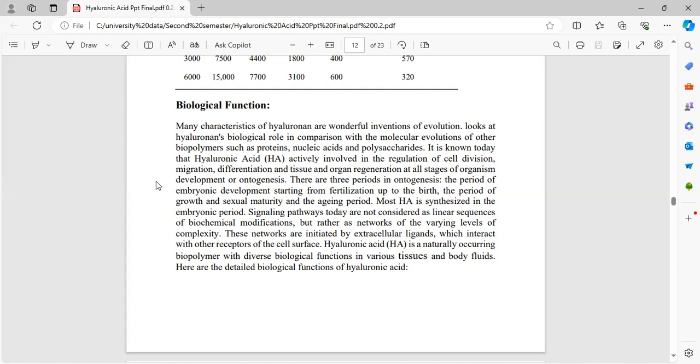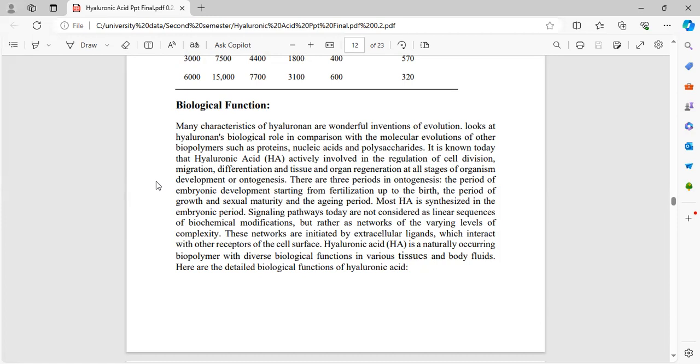and organ regeneration at all stages of the organism: embryonic development, starting from fertilization up to the birth, the period of growth and sexual maturity, and the aging periods. Most hyaluronic acid is synthesized in the embryonic period. Signaling pathways are not considered as linear sequences of biochemical modification, but rather as networks of varying levels of complexity. This network is initiated by extracellular ligands which interact with the receptors of the cell surface.